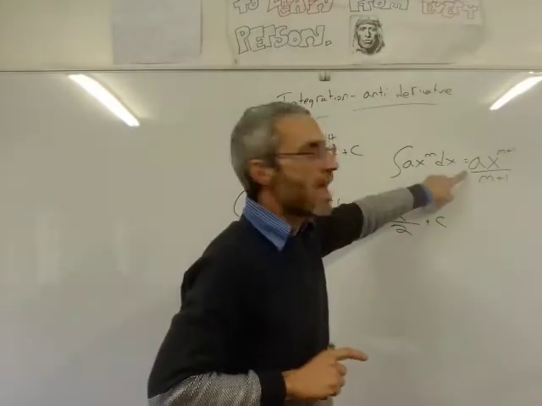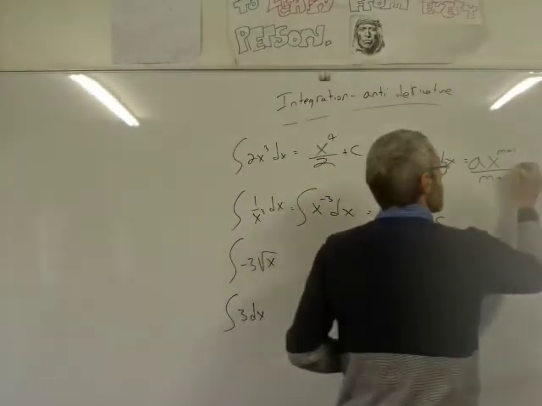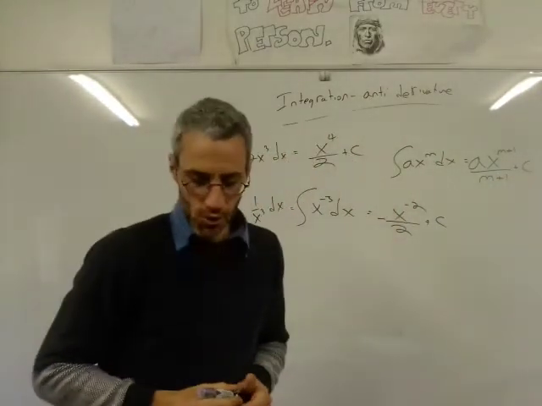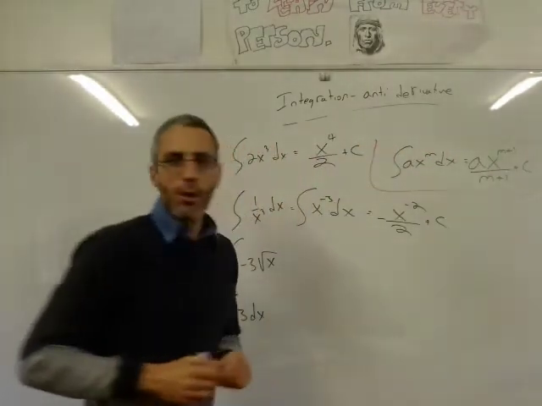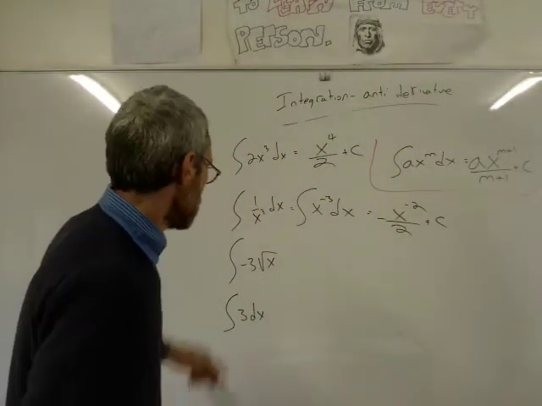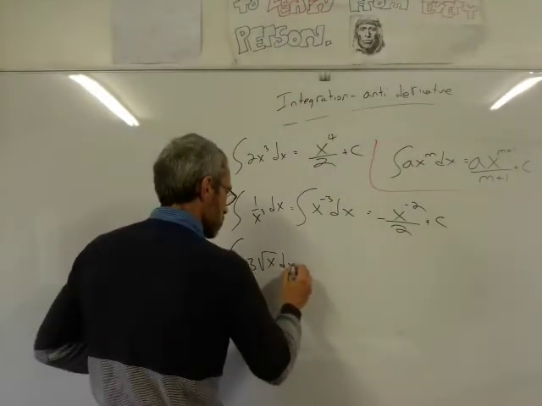And then you end up with the a. Okay? And then obviously, I need to add the constant. So this is, I guess, the formula that you're working with. Okay? Let's move on to this. Okay? Obviously, it should be dx.